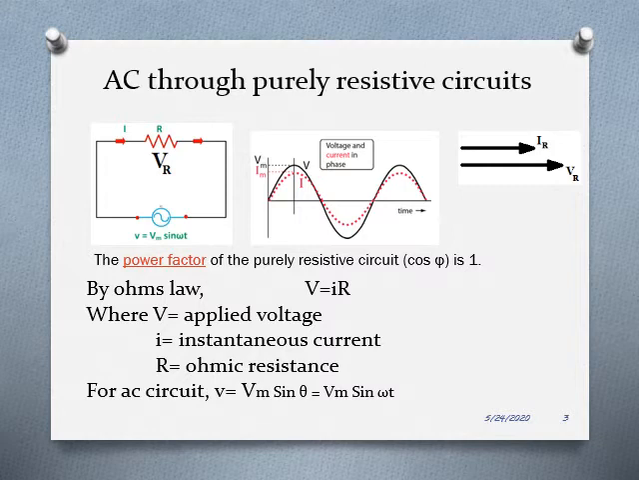In a purely resistive network, the voltage and current are in phase, which means the voltage and current start at the same instant, that is the origin. Both of them reach their maximum value or peak value at the same instant, that is pi by 2 or 90 degree. Again it comes to the zero value in the same instant at pi. Again it moves the same way in the negative cycle also.